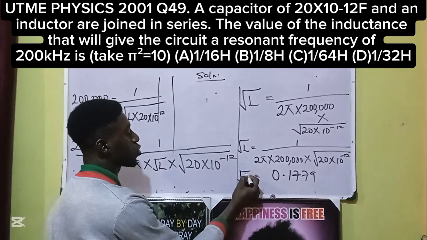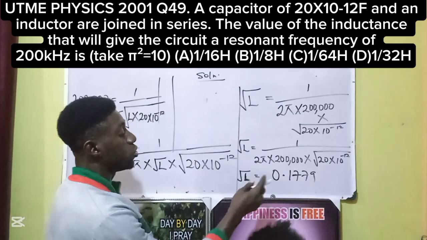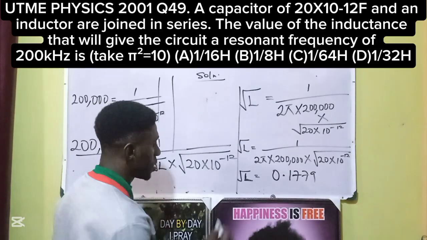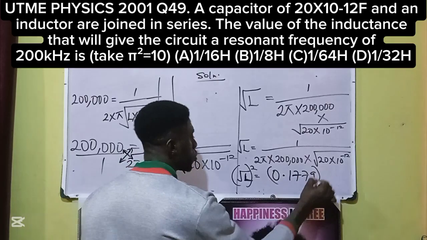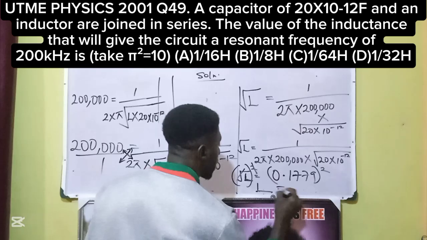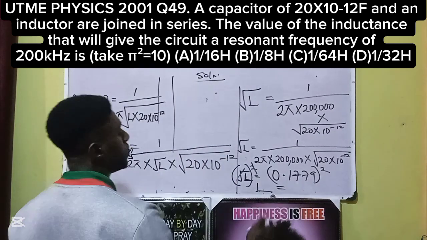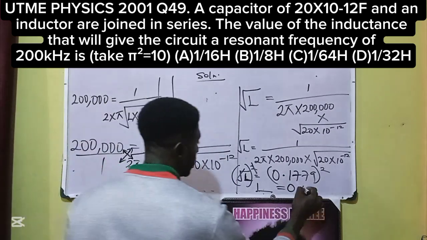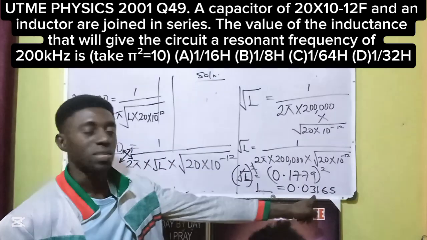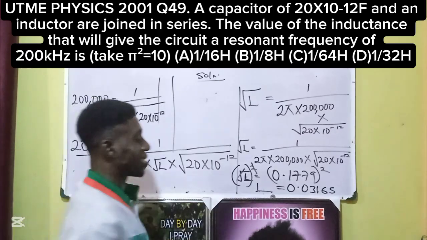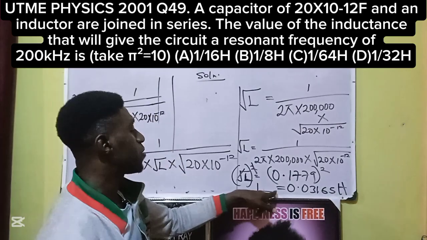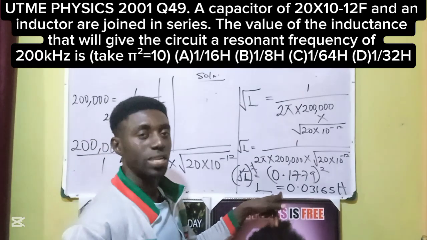Then recall, I'm looking for capital L and not the square root of capital L. What will I do? Square both sides so that the square can cancel the square root. We square both sides. Put a square here and also put a square there. So this square cancels the square root. I'm now left with capital L, which now becomes equal to the square of this, which is 0.03165 to 4 decimal places. The unit of inductance is Henry, capital H, someone's name. So this becomes our inductance of an inductor.